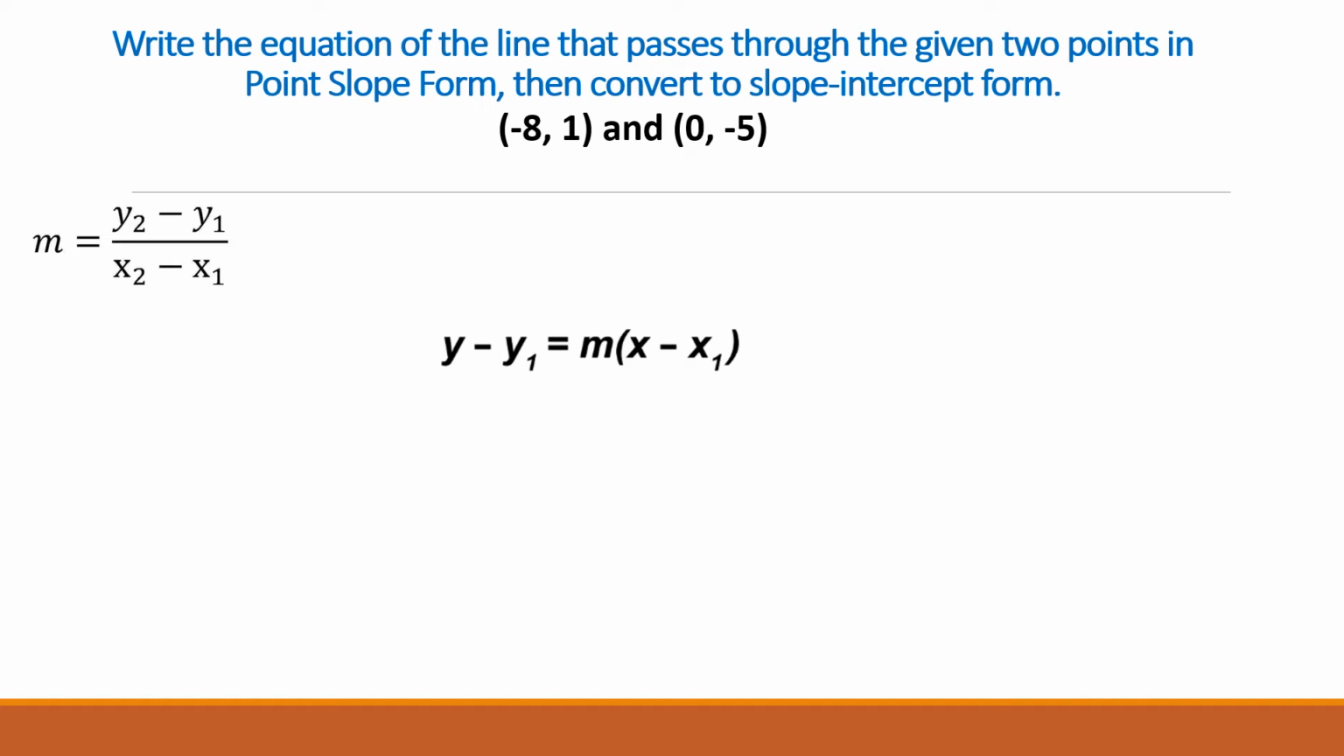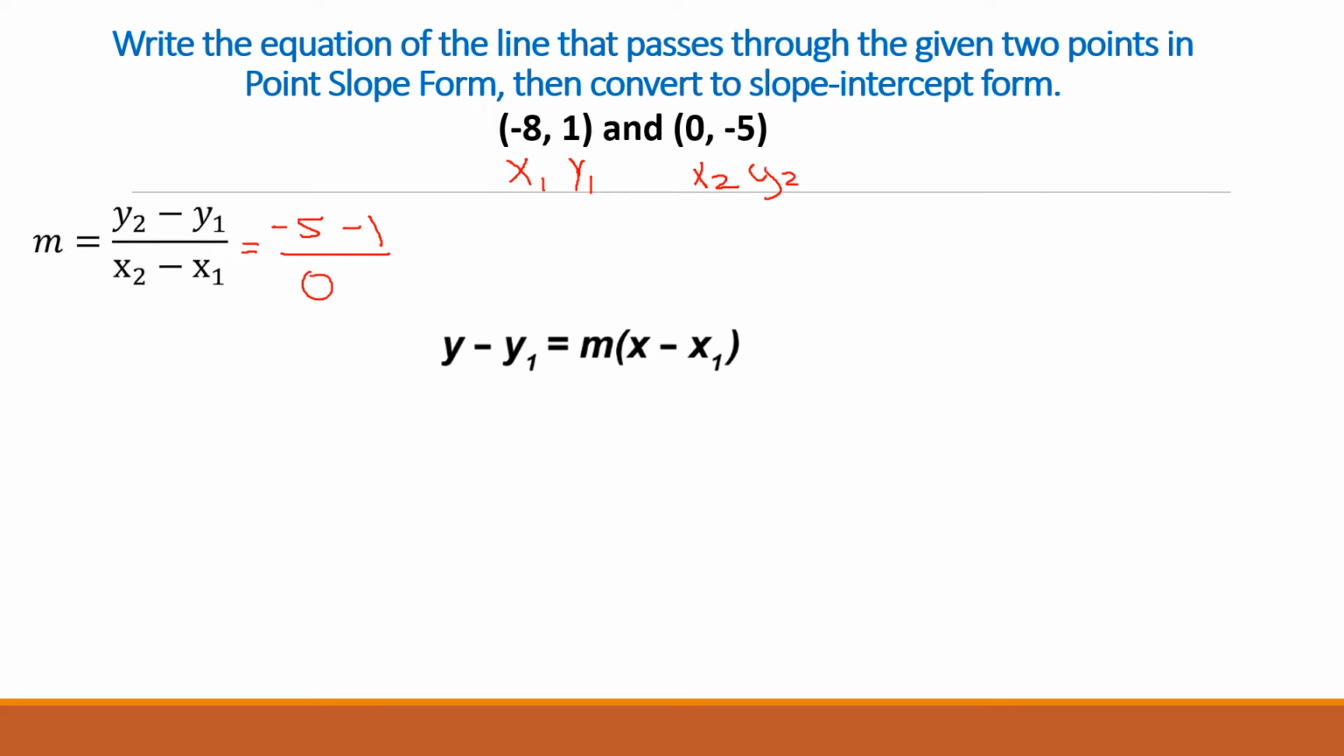All right, so I have one more that I'm going to do with you before I have you try one on your own. Again, we're given these two ordered pairs, and we want to do the same thing by writing an equation in point slope and slope-intercept. So labeling, I always do that first: x1, y1, x2, y2. Plugging it into the slope formula, y2 is negative 5, y1 is 1, x2 is 0, and x1 is negative 8.